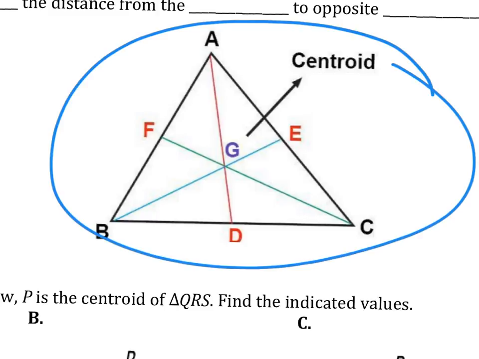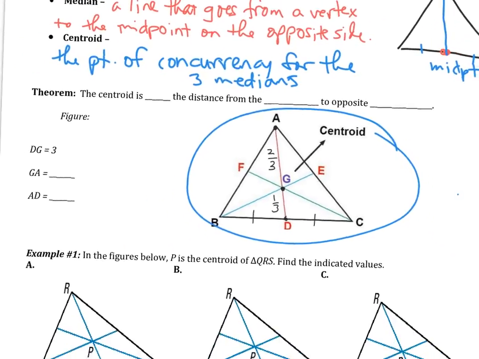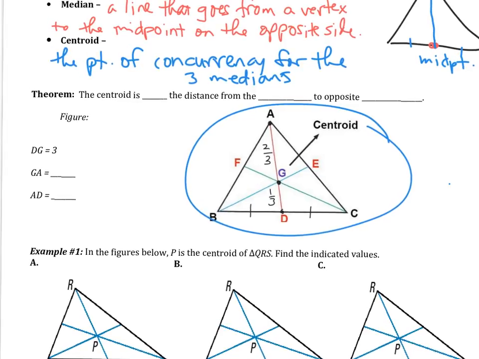All right, so concept for the centroid. What you have to understand, if G is the centroid, it is 2/3 the distance from the vertex to the midpoint, tick, tick. Which means from the centroid to the opposite side is 1/3 the distance. What's 2/3 plus 1/3? 3/3 or 1. So our fill in the blank part: the centroid is 2/3 the distance from the vertex to the opposite side.